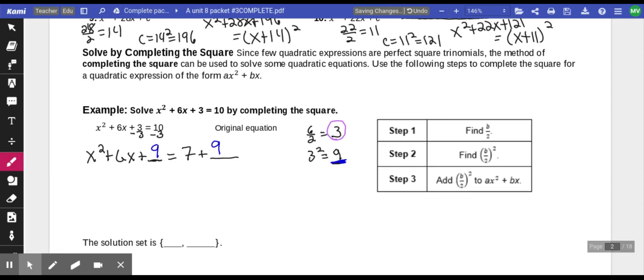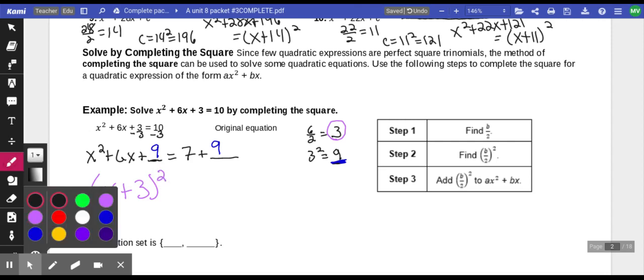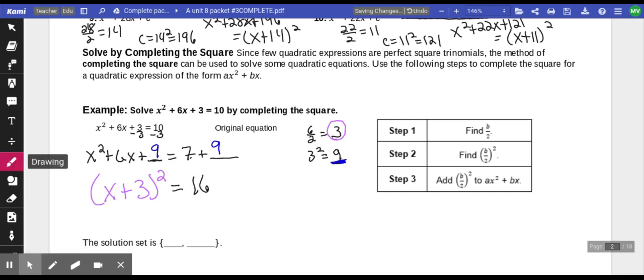So x squared plus 6x plus 9 factored is (x plus 3) squared, and that equals 16, which is 7 plus 9. Now, since the left side is a perfect square, I can take the square root of both sides, remembering that when I take the square root of a number, I need to do plus or minus. So the square root of (x plus 3) squared is x plus 3, and that equals plus or minus 4, which is the square root of 16.